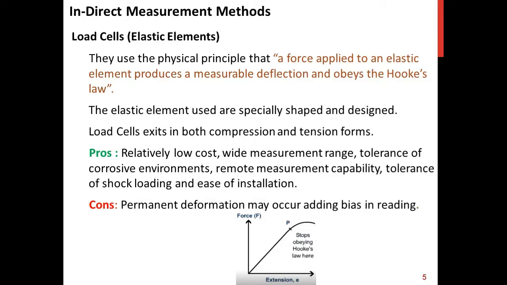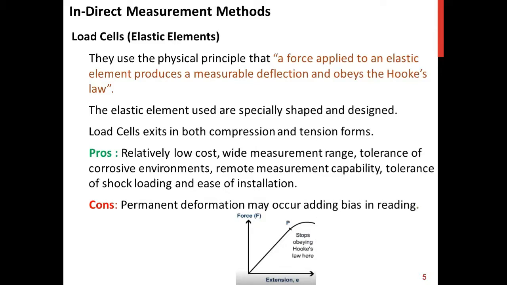Elastic elements are commonly used, especially with specific shapes and designs in structures. Load cells exist in both compression and tension forms. The advantages are that they are relatively low cost, have a wide measurement range, tolerance of corrosive environments, remote measurement capability, tolerance of shock loading, and ease of installation. The main disadvantage of the load cell is that a permanent deformation may occur, adding bias in reading.